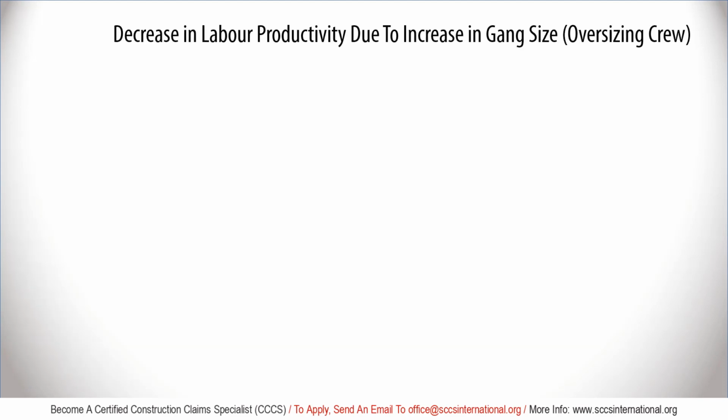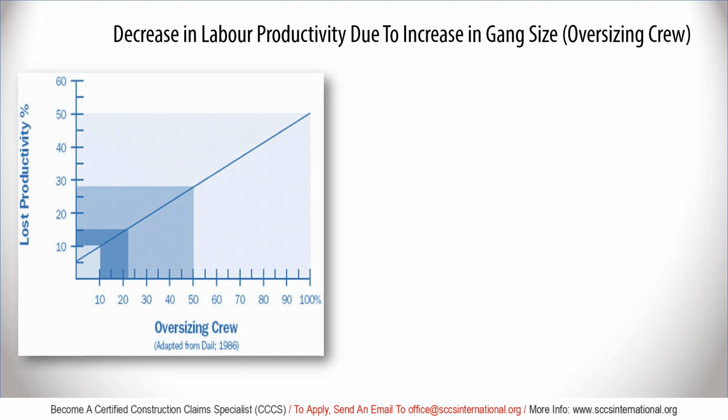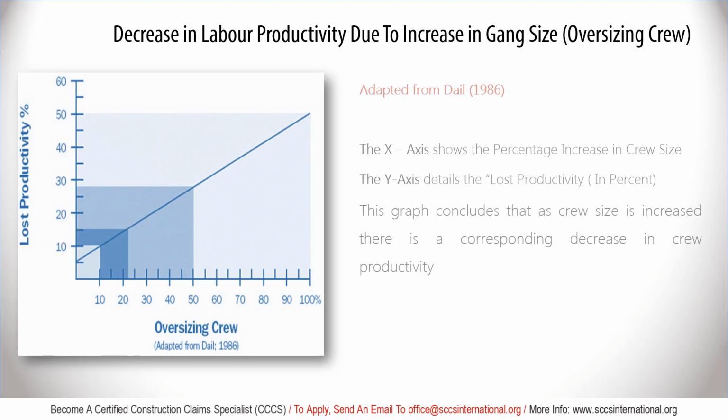And our last graph is adapted from Dale 1986. This graph concludes that as the crew size is increased, there is a corresponding decrease in crew productivity. The x-axis demonstrates the oversizing of the crew, and the y-axis shows the corresponding loss in productivity as a percentage. So these are some of the key publications and studies you could refer to in your acceleration claims.